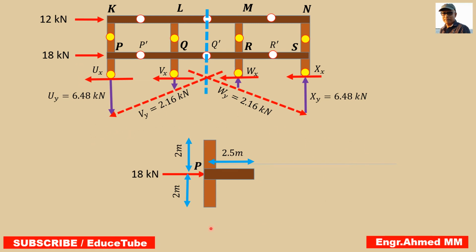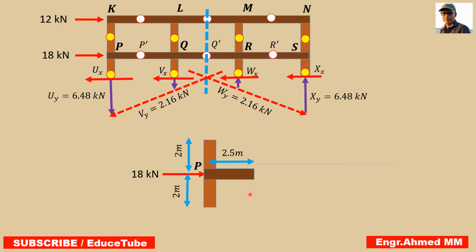Here, as I told, already we got the axial forces. Now our target is to find the reactions component. At this point already we know one part, the other we need to find, Ux, and both components here, P prime, Q prime, R prime. So let's take this. Already I have taken this.